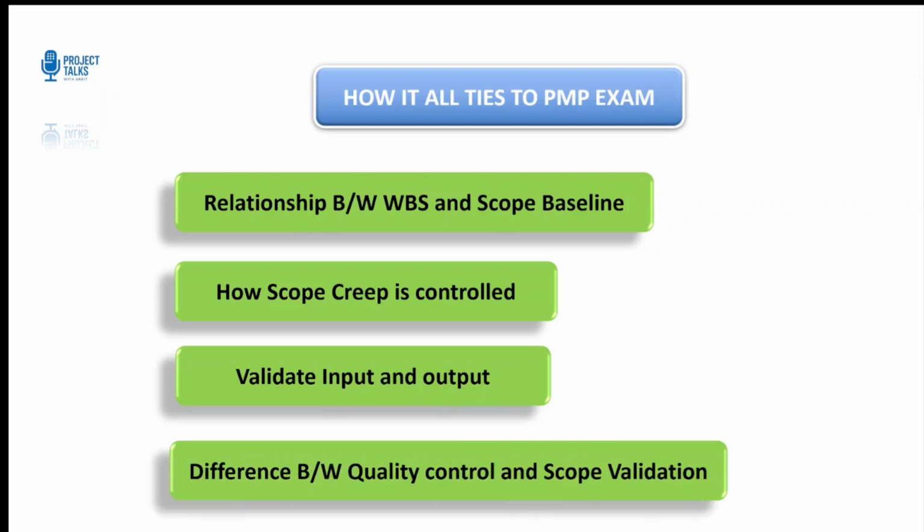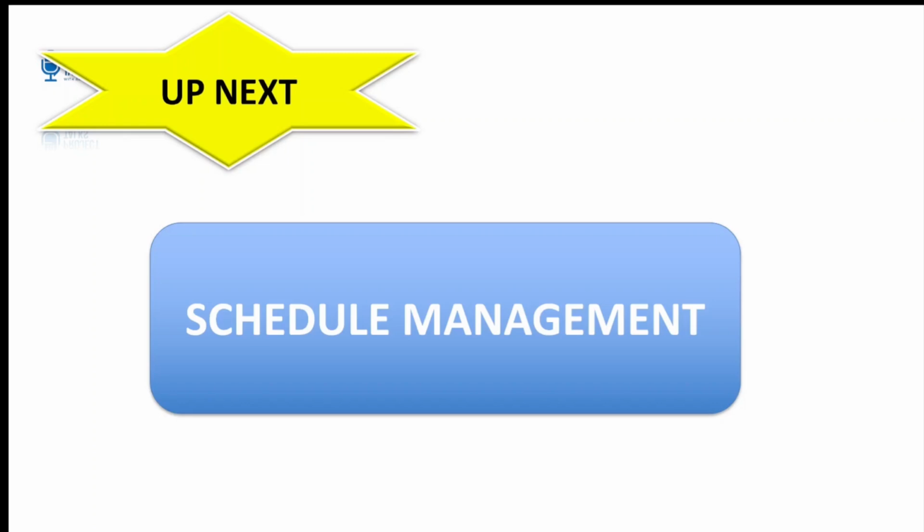And finally, don't mix up quality control and scope validation. Now understand, quality control checks if the deliverables met specification, while scope validation confirms if the right deliverables were accepted by the customer. Now, if you can connect these dots from theory to practice, you'll be ready to handle any scope related question that comes your way in the PMP exam. All right. Now, that wraps up the deep dive into scope management, the foundation of every project success. In the next video, we will move to schedule management. This is where we will learn how to convert scope into timeline, dependencies, and critical path.